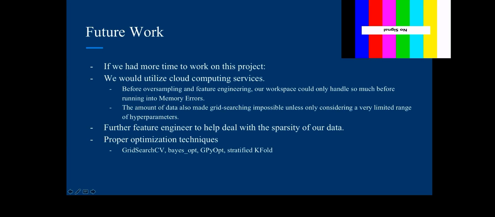As I mentioned, for PCA, we want to deal with the sparsity. We want to use AWS. And if we were given some time, we would for sure use optimization techniques like Bayes optimization and GPY optimization, and also stratified K-fold. So these are the techniques we would be using for our future work.